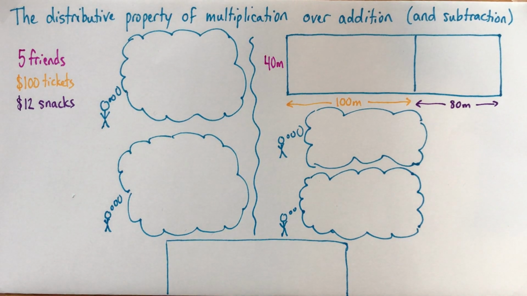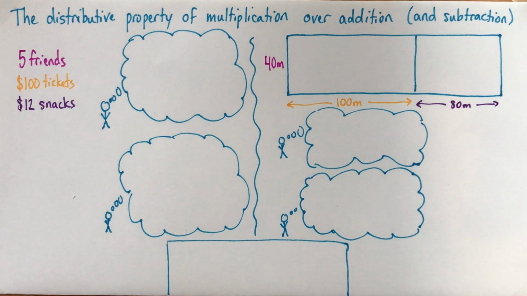Hi. In this video I'm going to talk about the distributive property of multiplication over addition, which is quite a fancy term. Essentially it means a certain way that we can choose the order that we're going to do operations in when we have multiplication and addition.